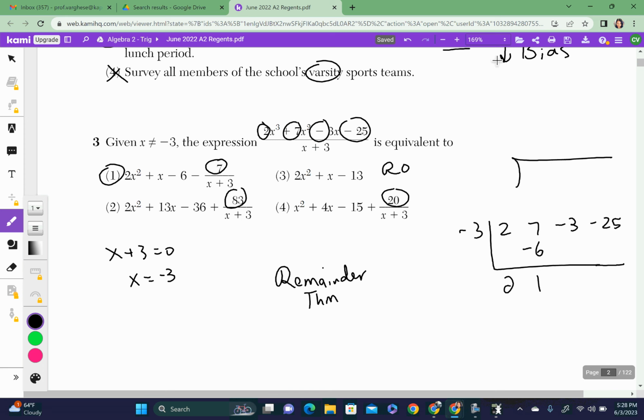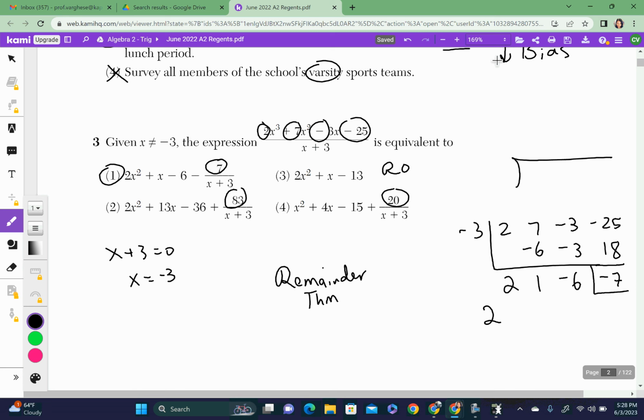This 2 you have to bring down, and then you do -3 times 1, and that gives you -3. Add these together, so that gives you -6. -3 times -6 gives you positive 18, and then -25 plus 18 is -7. So -7 is our remainder, and what is our answer going to be? It's going to be 2.